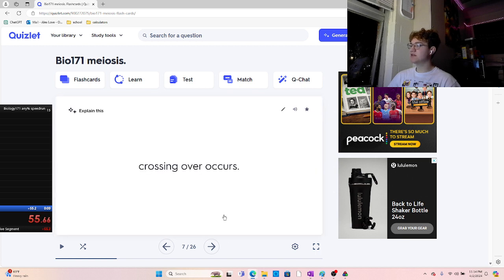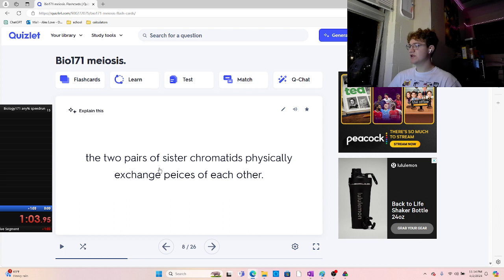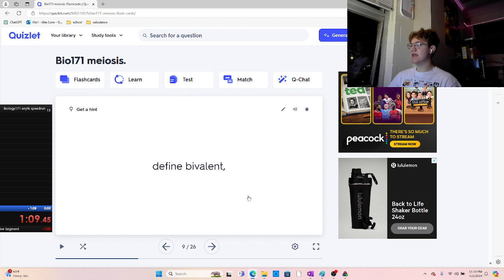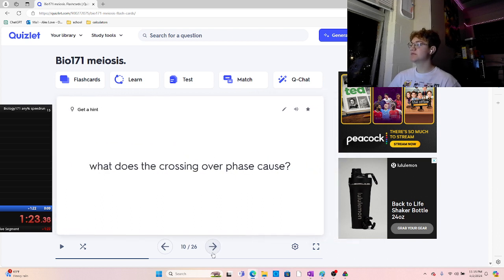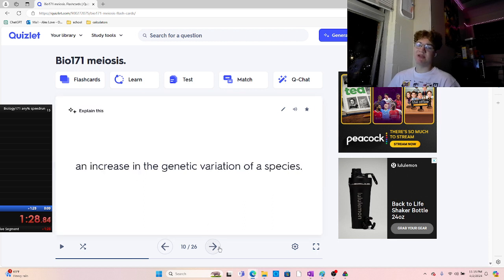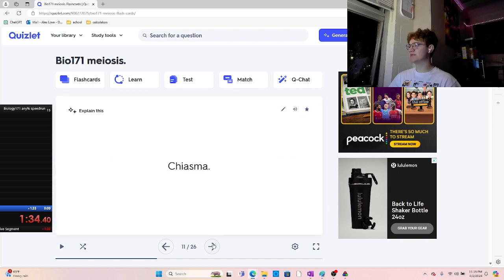They begin crossover phase? Yep. What happens during the crossing over phase? Sister chromatids exchange genetic information. 2 sister chromatids physically exchange pieces of it. Yep. All right, define bivalent. That is 2 sister chromatids that are combined with only 1 centromere. Homologous pairs of sister chromatids associated with each other, lying side by side. Bivalent. 2 pairs. Yep. What does crossing over phase cause? Genetic diversity, increase in variation of species. Same thing. What is the exchanged part of a sister chromatid called? That's the chiasma, same thing.